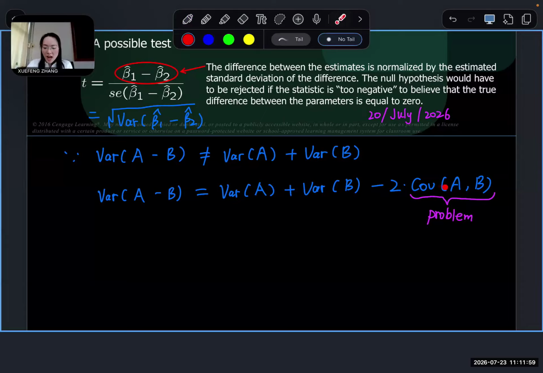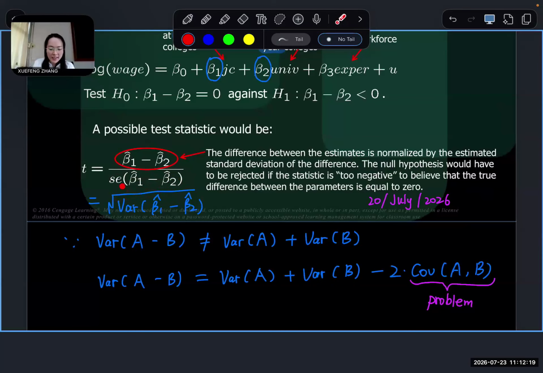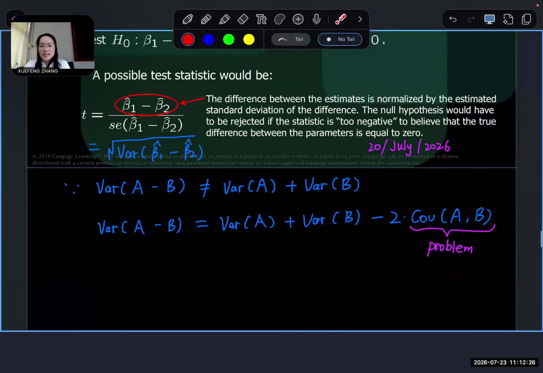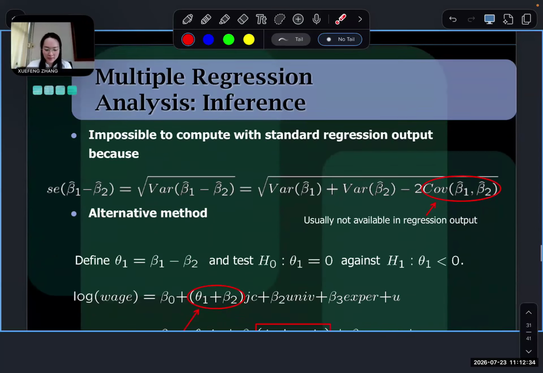Because regression output typically reports each coefficient's variance or SE individually, but not the covariance between beta hat 1 and beta hat 2. So we cannot just plug SE of beta 1 and SE of beta 2 into our formula. We need the cross term as well, which is the covariance, okay? So let's see how we solve it.